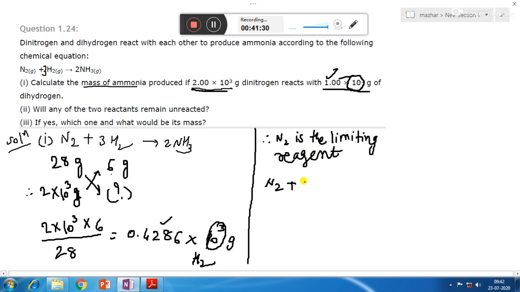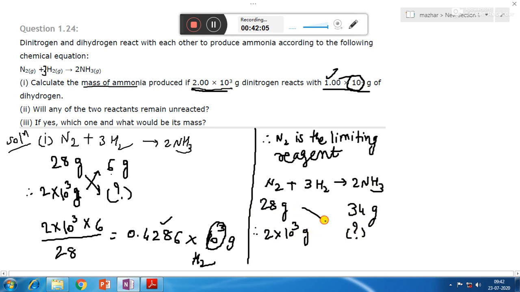So again you have to write down the balanced equation. N2 plus 3H2 gives 2NH3. Now 14 2s are 28 gram nitrogen reacts with hydrogen to form 2NH3. Now for NH3, nitrogen 14 plus 3 is 17, into 2, so that is 34 gram ammonia. So 28 gram nitrogen gives 34 gram ammonia. Now the given amount of nitrogen is 2 into 10 raised to 3 gram. So what amount of ammonia should be formed?